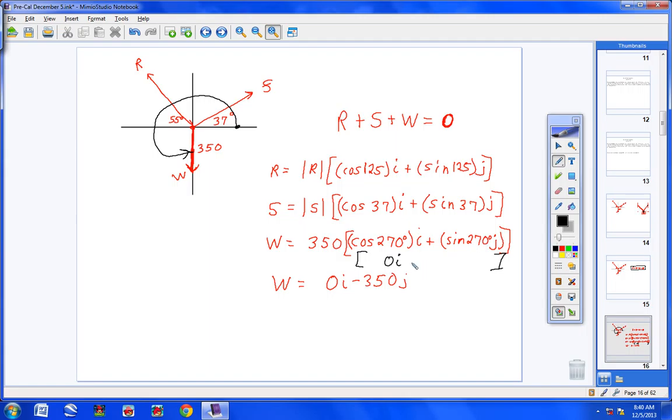And the sine of 270 is negative 1j. Okay, so the cosine of 270 is 0, so 0i. The sine of 270 is negative 1, so negative 1j. And then I took my 350 on the outside, and I multiplied it through. 350 times 0 is this. 350 times negative 1 is this. So there's my vector w.